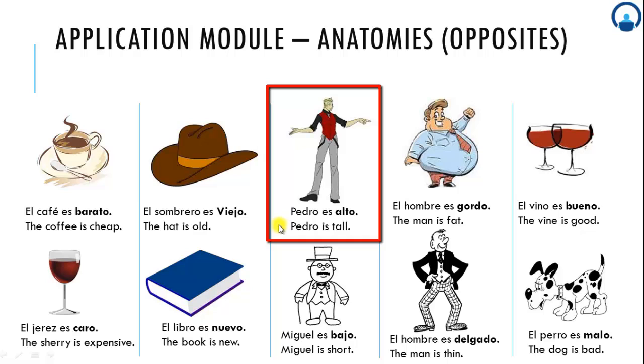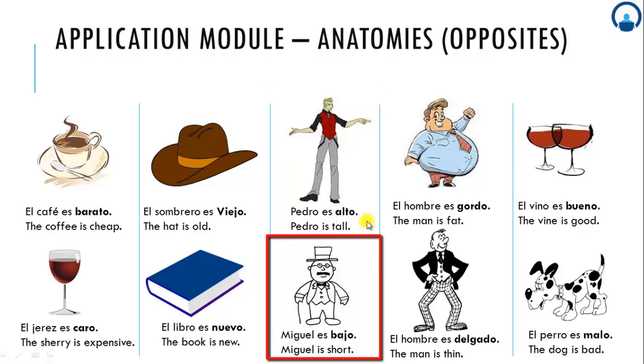Next, Pedro es alto. Pedro is tall. Alto means tall. If it's a girl over here, you replace O with A and you write alta. Miguel es bajo. Miguel is short. Bajo means short. Again, if it's a girl over here, you replace the O with A. So it will become baja.